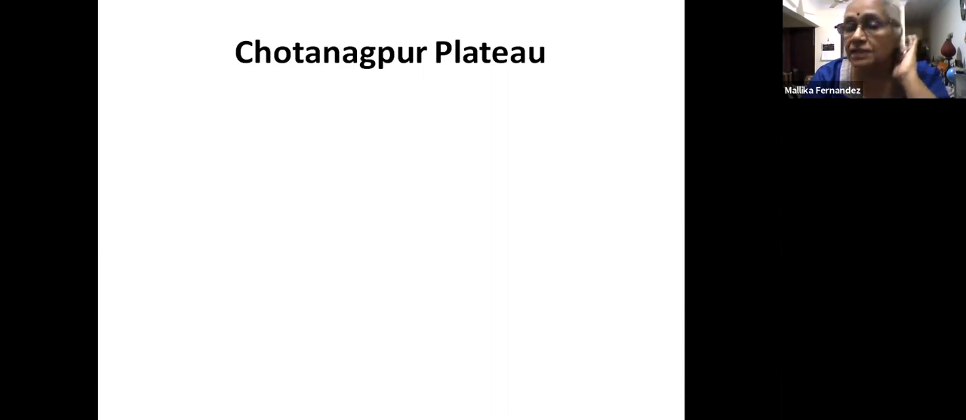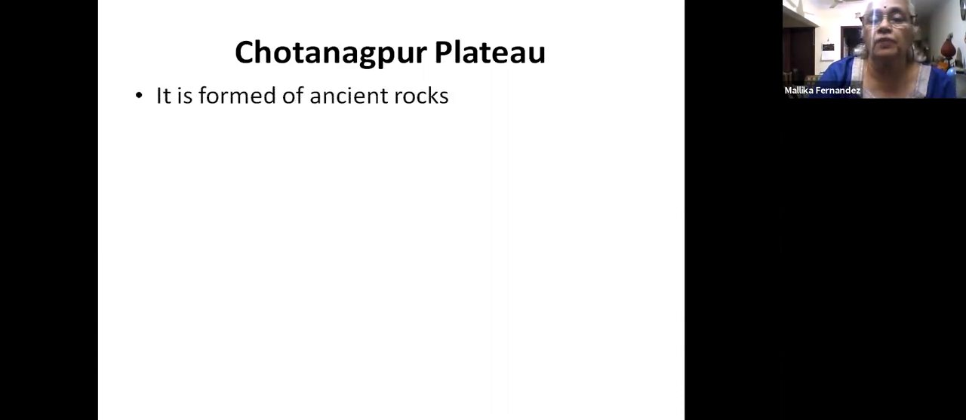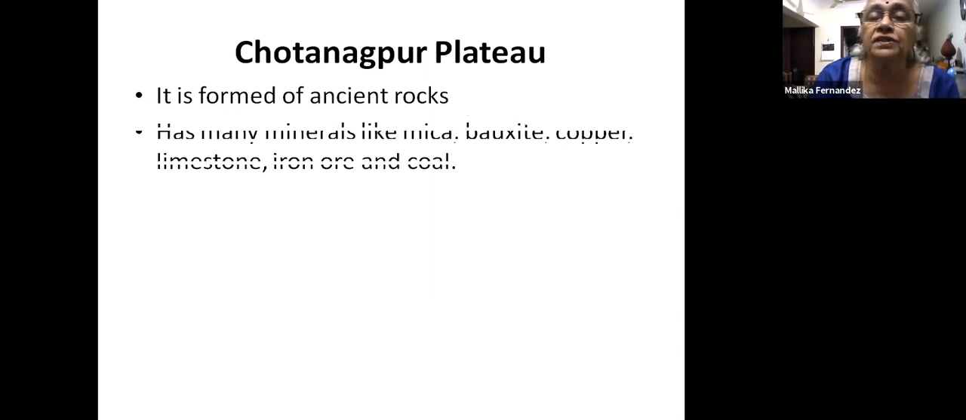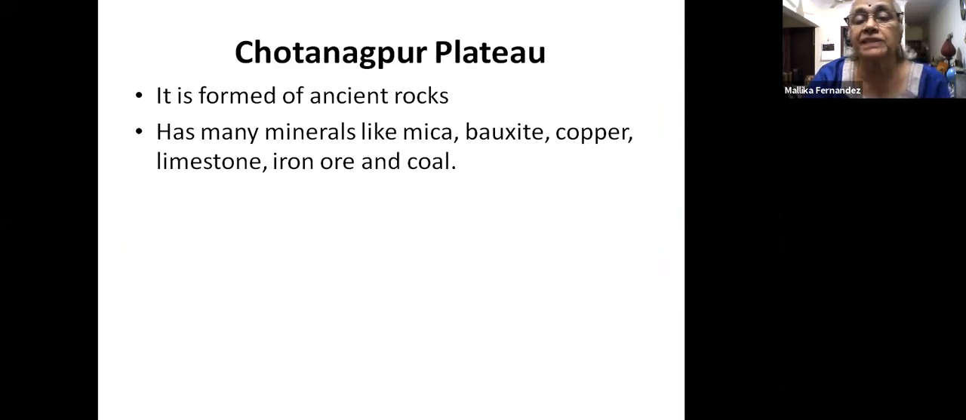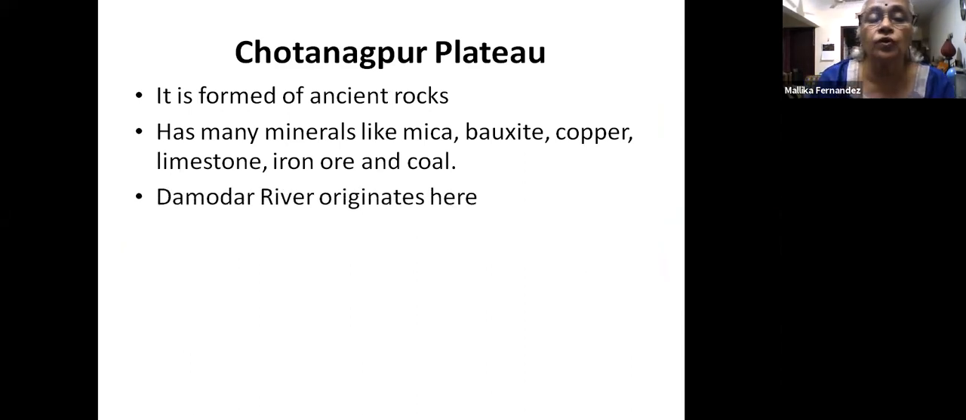Then we move to the east central highland, and that is Chotanagpur Plateau. Now, this is the most important region in our country, because it is rich in so many minerals. You name it, you find it there. Okay, so you have mica, bauxite, copper, limestone, iron ore, coal, and because it has so many, especially because it has limestone, iron ore, and coal, all the iron and steel industries are located here, because these are the three basic minerals that are required for making iron and steel, purifying iron and steel, right? Included here is also manganese. Plus, you also have the rivers.